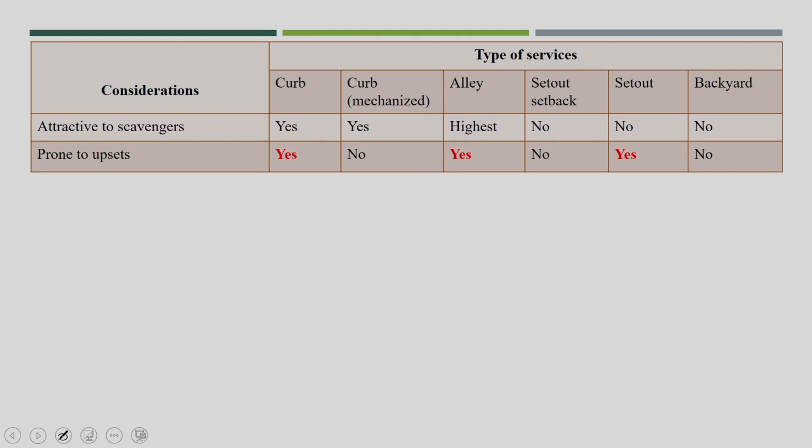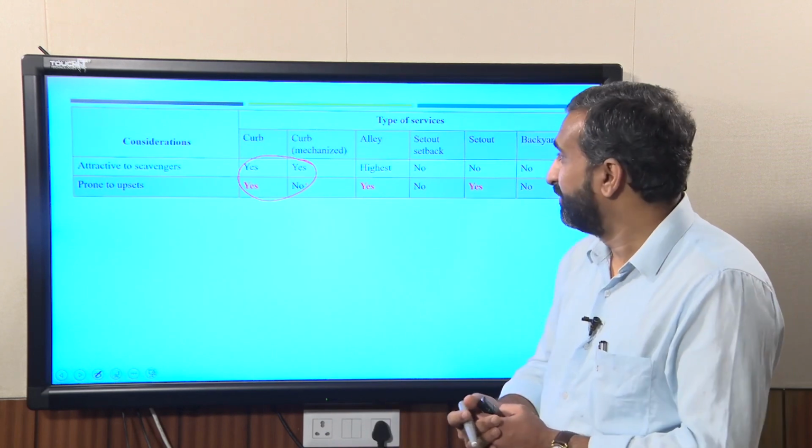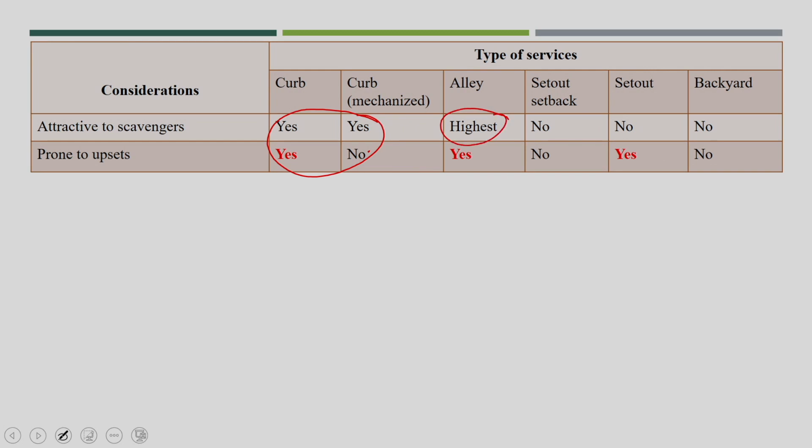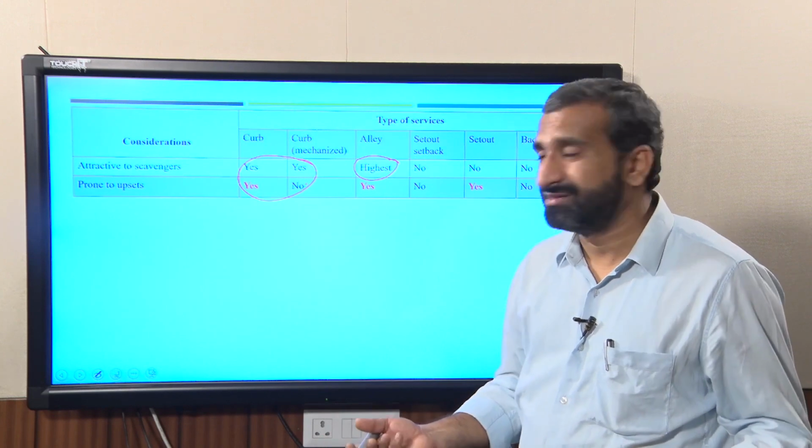Now, another consideration, attractive to the scavengers. This is highly attractive to the scavengers and very prone to upset, but here I put it as no, because it is mechanical, so upset won't be there, but it is highly attractive to the scavengers. In this case scavengers could be animals, could be rag pickers also, but I think in the curbside service it is highest, because it is a small quantity of waste, easy to get recyclable matter out of that, and India is the kind of country where most of the recycling materials are collected by the rag pickers.